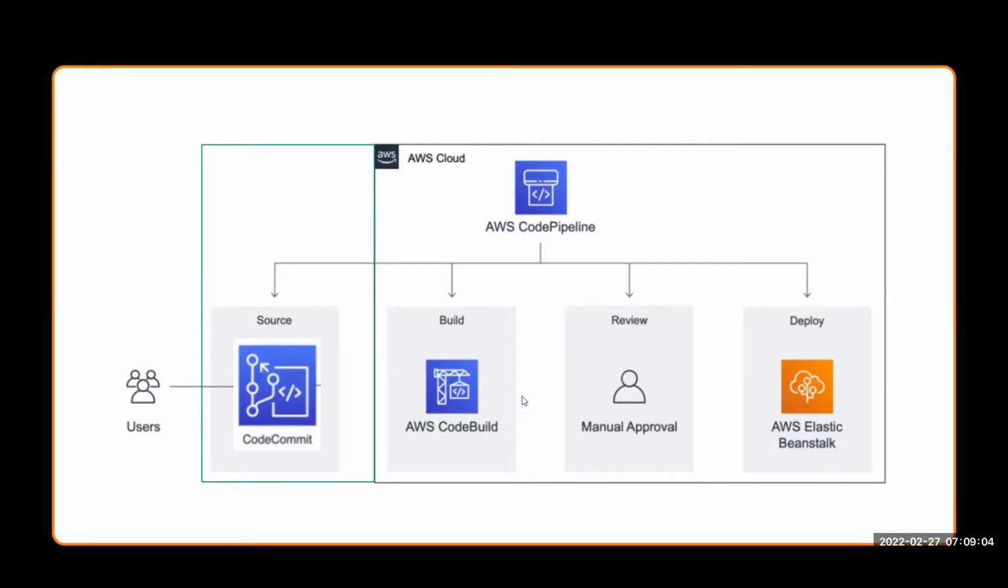So we will do it step by step. We need to first create the CodeCommit repository, then we need to create the build project, then we need to create the pipeline, and then obviously we need to have an application also, and that application should be running in Elastic Beanstalk. So this is the step by step process we need to follow here.